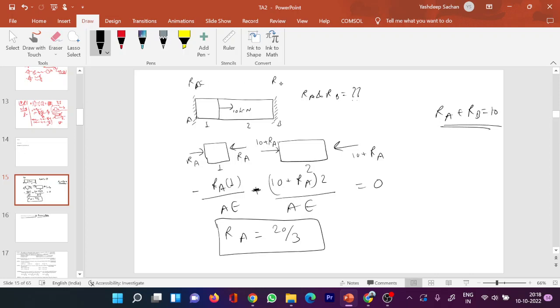What is the value of RB? 10 by 3. Okay, correct. 20 by 3 and here 10 by 3. So this way we can do.